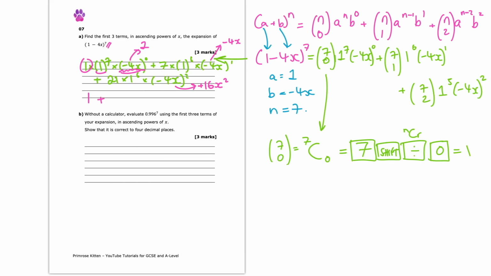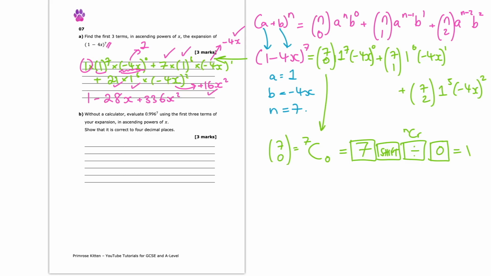And then we will get plus minus 28x. So that there is coming from 7 times 1 times minus 4x. And then finally, the final term is going to be plus 336x squared. And the reason for that is you've got 21 times 1 times 16x squared. And that there gives us our final term there.